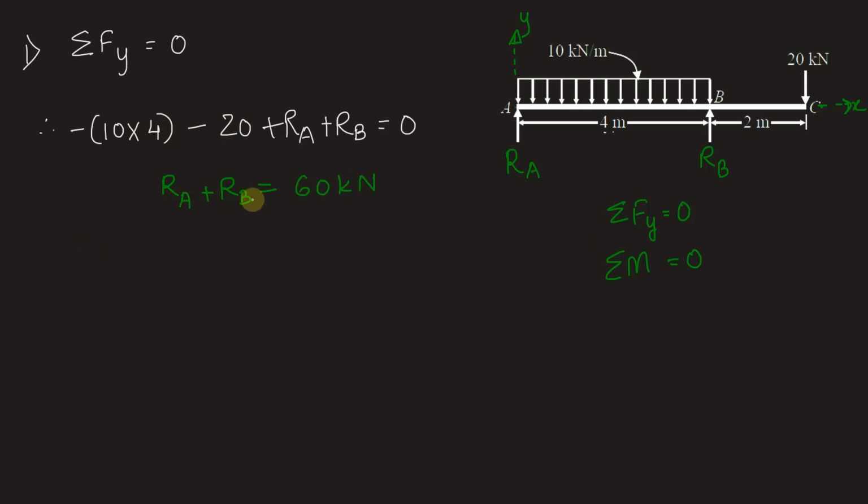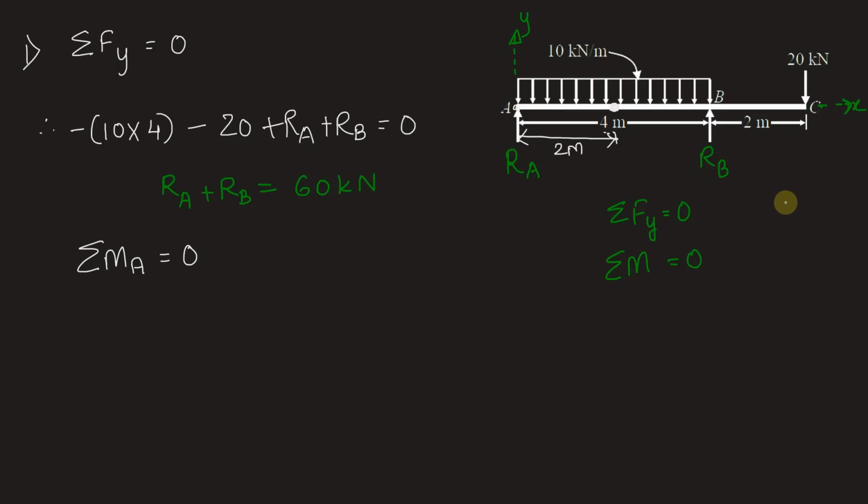To form the second relation between RA and RB, we can use summation of moment about support A is 0. Because this is a simple support, resisting moment here is 0. So if we take moment about point A, we'll get intensity of the UDL 10 kilonewton per meter into the distance 4 into distance from its CG to point A, that is 2 meters. So this distance is 2 meters.